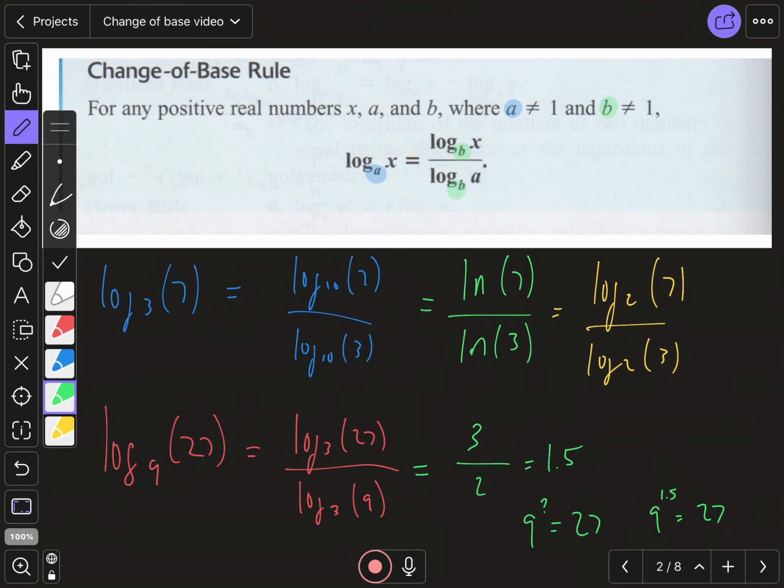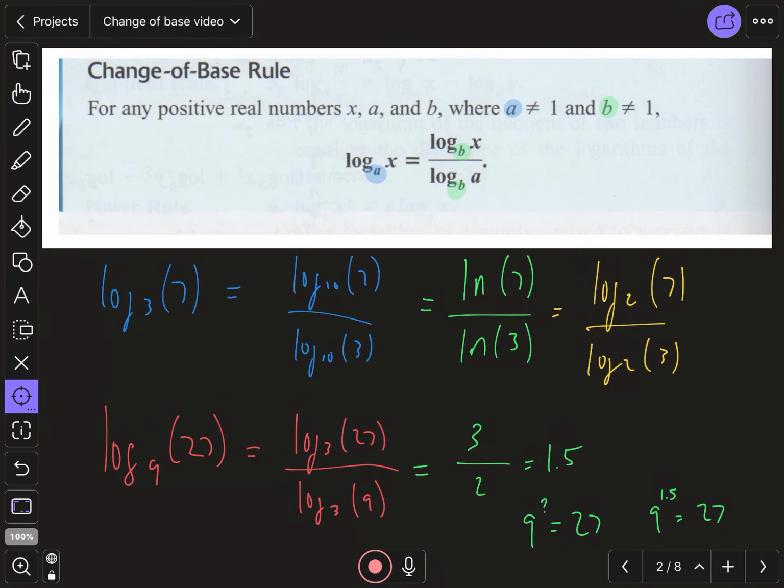It's just interesting. But again, generally what you will do is use common log or natural log when you're doing this in the calculator. I'm going to show you some example problems that IXL is going to have you do, and it's really pretty easy.